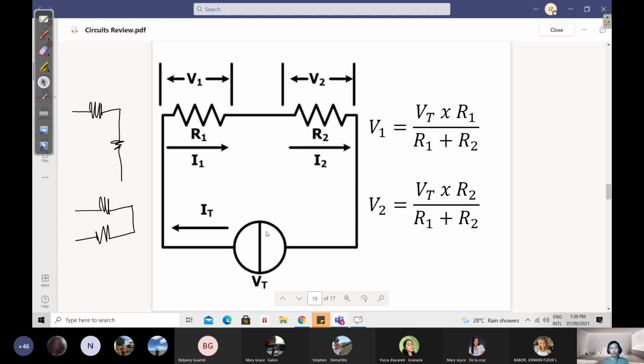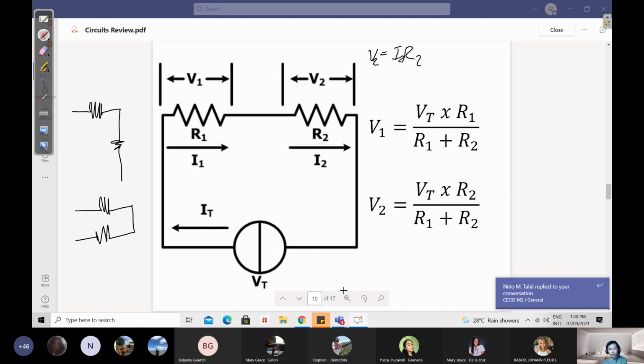Now, what if you want to solve for the voltage across resistor R3 or resistor R2? The usual way to solve for voltage is V equals I times R. If I want to solve for voltage V2, I need the current in resistor R2 and the resistance. Obviously, the resistance is easy, since it is already given, but you still have to find the current I2.